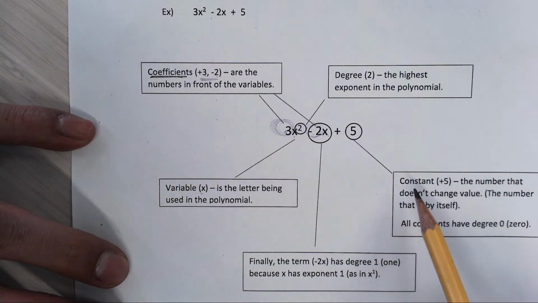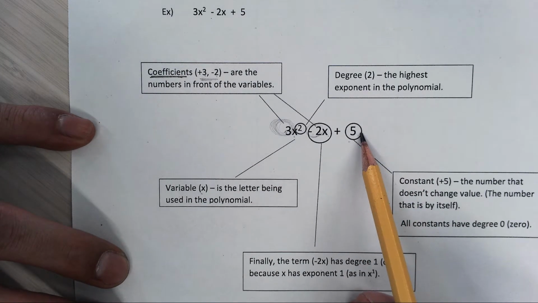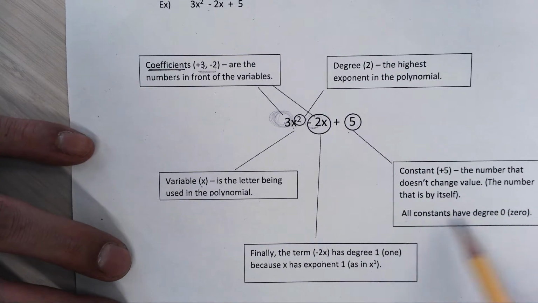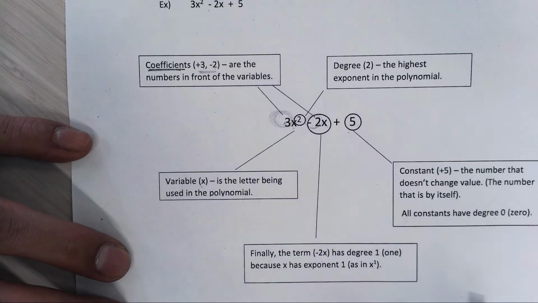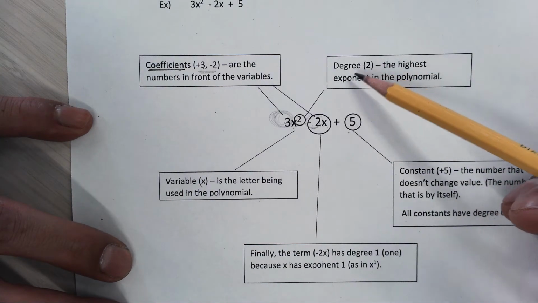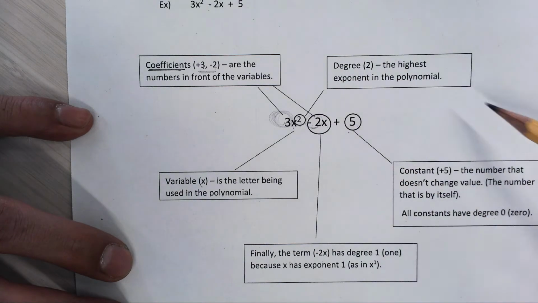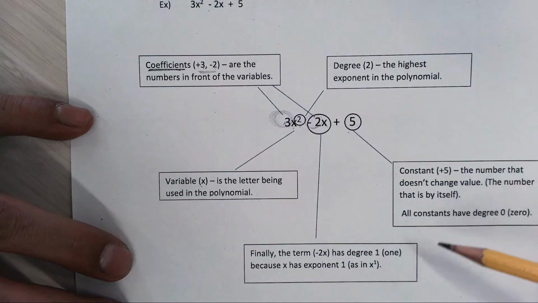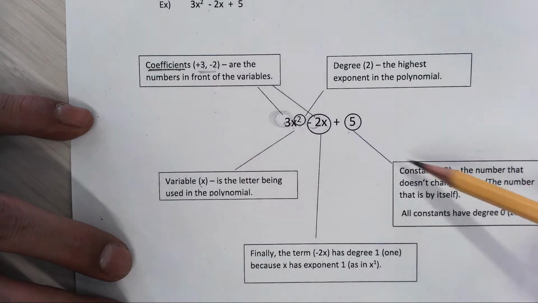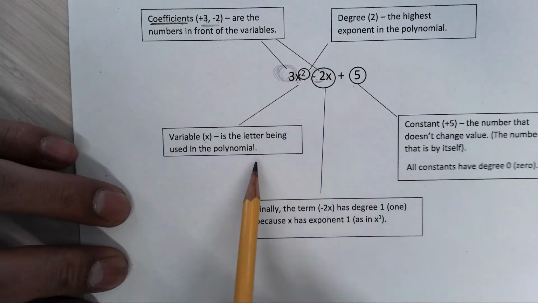The constant, again, that is just a number that's sitting by itself. It doesn't change. It doesn't have a variable beside it. Okay, all constants have a degree of 0, and that's what makes them polynomials. And finally, we're talking about degrees, and we're going to talk about degrees a little bit more, but here's some examples already. The degree for 3x squared is 2 because that's the highest exponent for this term. For this term, the degree is 1, and the degree for this constant is 0. Okay? So I hope that's really all there is to parts of a polynomial.